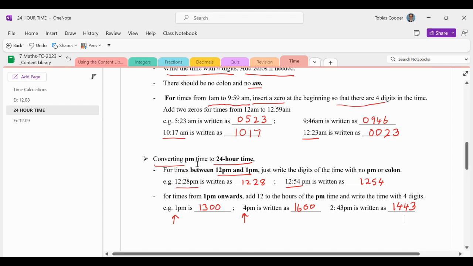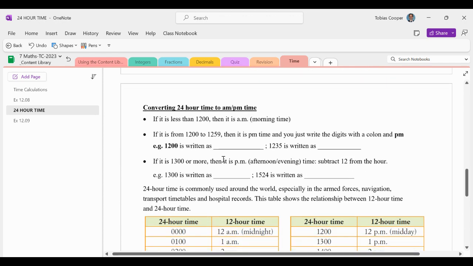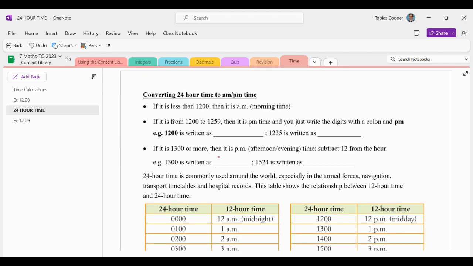Alright, so that's converting PM time to 24-hour time. Alright, now what about converting 24-hour time to AM PM time? Okay, if it is less than 12:00, then it is AM time, and that's morning time. That's one thing to be aware of. If it is from 12 to 12:59, then it is PM time. You just write the digits with a colon and PM. So 12:00 is just written as 12:00 PM, or you could just write 12 PM.